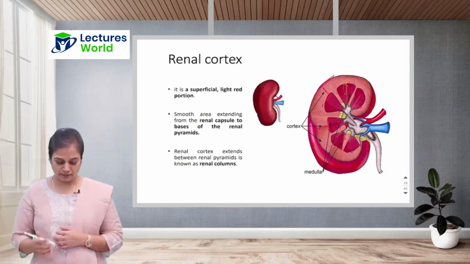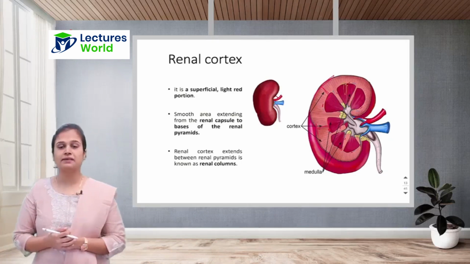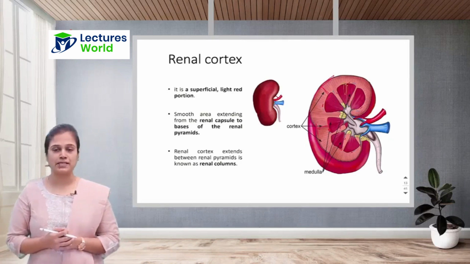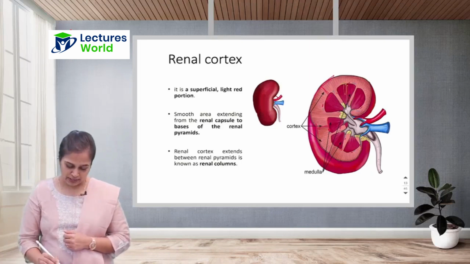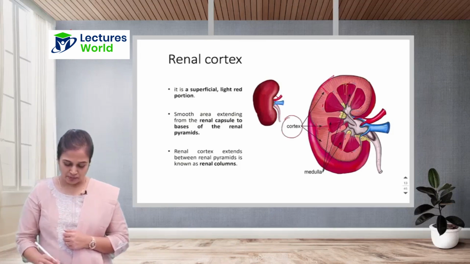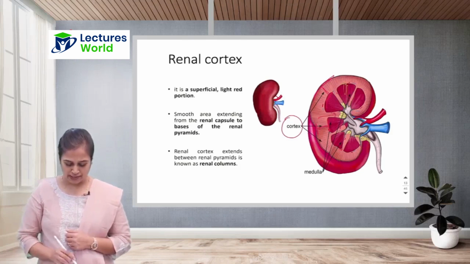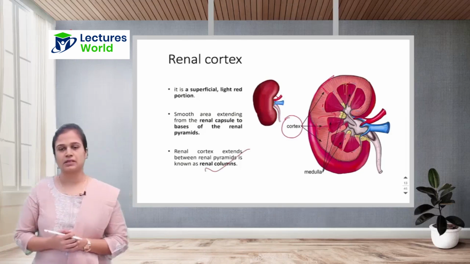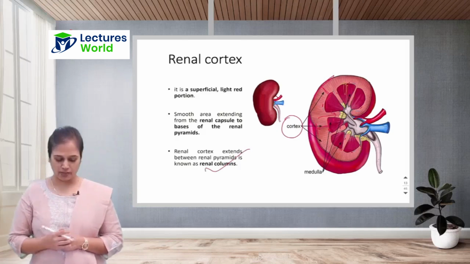The renal cortex which extends between the renal pyramids is known as the renal columns. You can see in the image, from here, this is the capsule and this is the base of the renal pyramid, and this is called cortex. Now, when this cortex extends between these two pyramids, it is called renal columns.